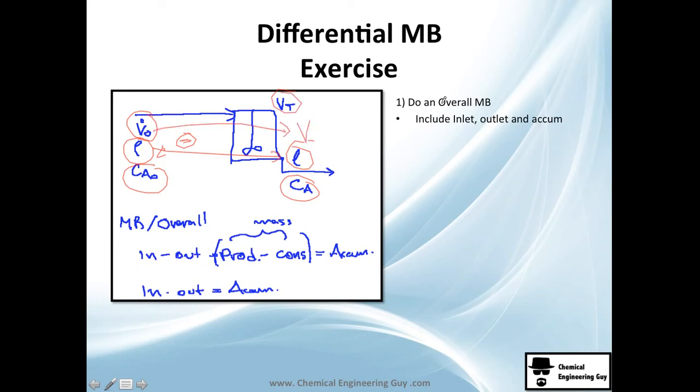The first thing I told you before in the methodology is to do an overall mass balance. Include the inlet, outlet, and accumulation in this case. Why only that? Because we're doing an overall mass balance. There's no production nor consumption of mass, so you can take those out. You get this equation here. Good.